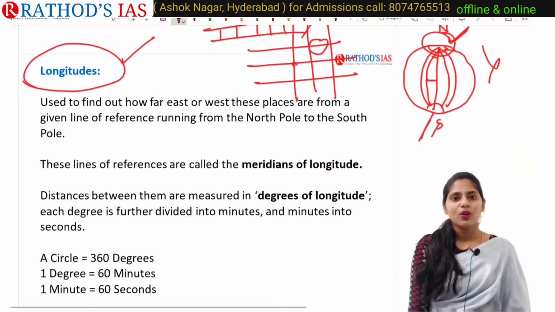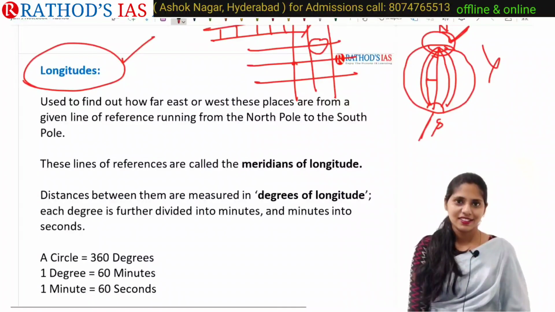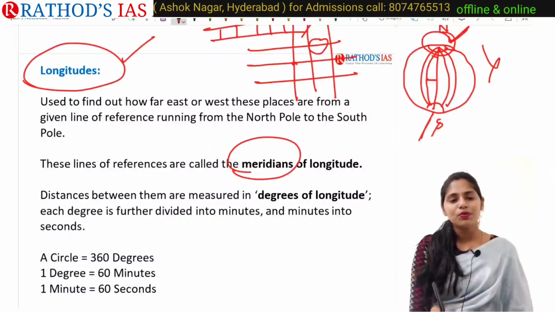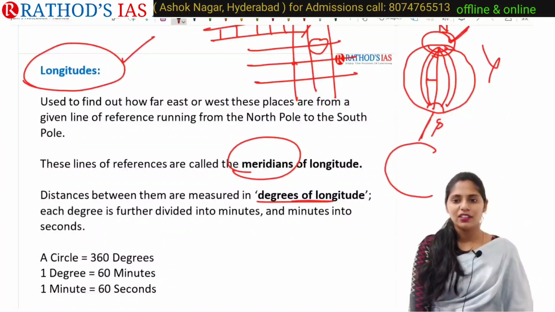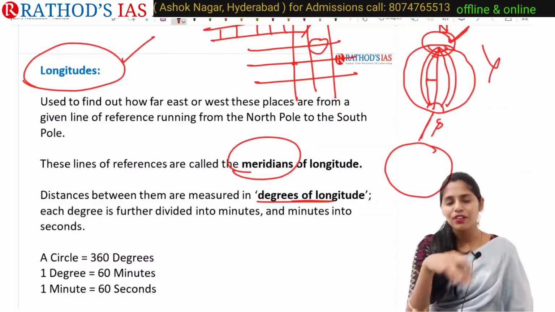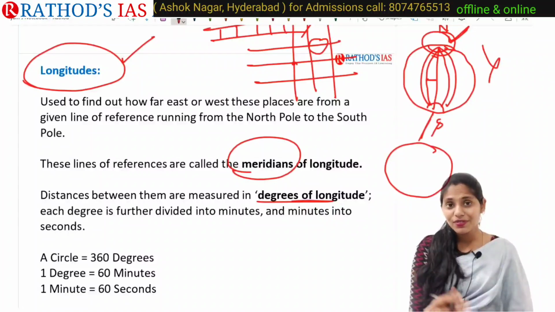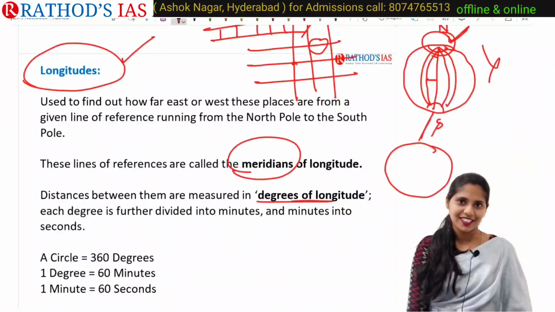These lines are also called meridians, and the distance between these longitudes is measured in degrees of longitude. Earth is a spherical shape, so it has 360 degrees, right? These 360 degrees are divided into minutes, and these minutes are further divided into seconds.